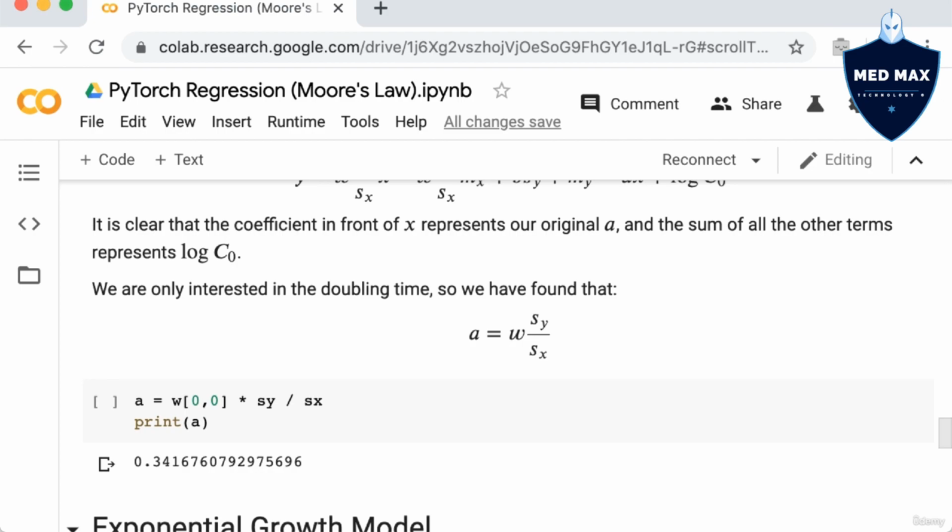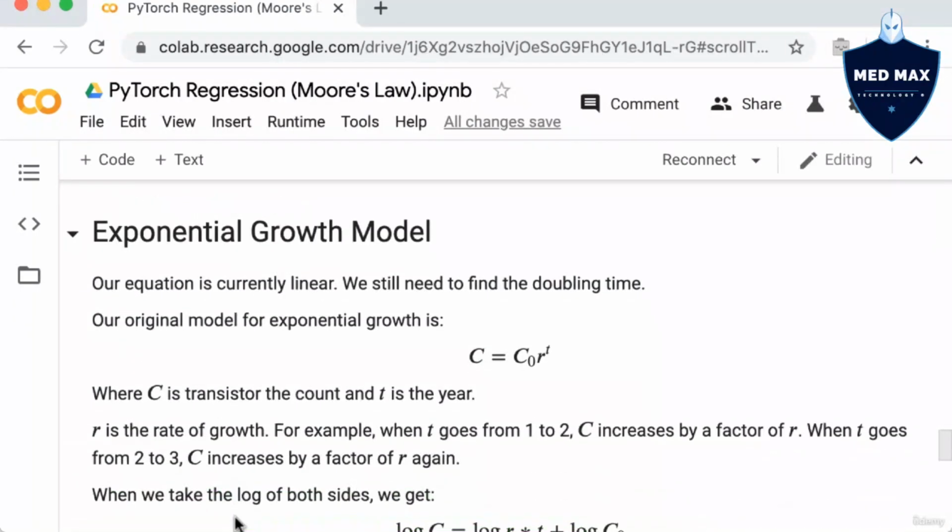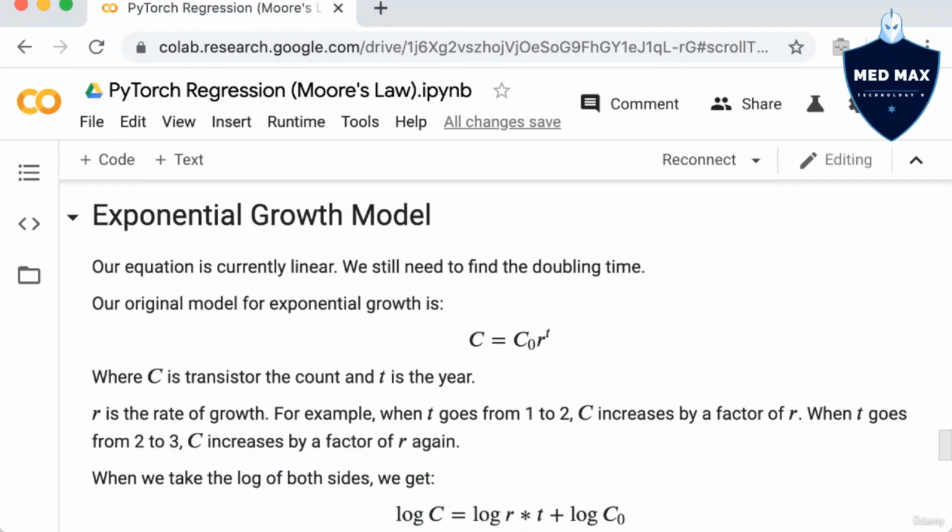It's not clear how this would lead to a rate of growth. That means the transistor count doubles every 2 years. Of course, that's because there is still more work to do. So let's go through a quick calculation.